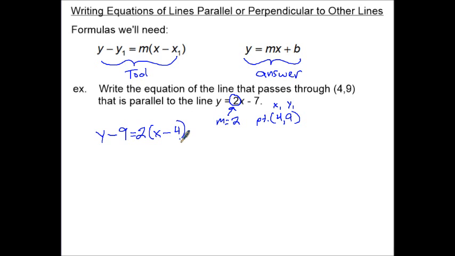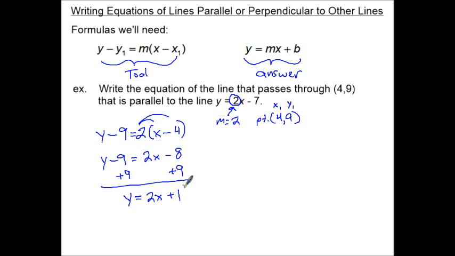Alright, now remember, in order to get this into our slope-intercept form, our answer form, we basically have two steps here. We need to distribute first of all. So this 2 distributes, giving me y minus 9 equals 2x minus 8. Okay, and then from there, I just need to cancel out the number over here with the y. In this case, it's a minus 9, so I'm going to use a plus 9 on both sides to cancel it out. And that gives me a final answer of y equals 2x plus 1. And there you go. So that's what that's going to look like.